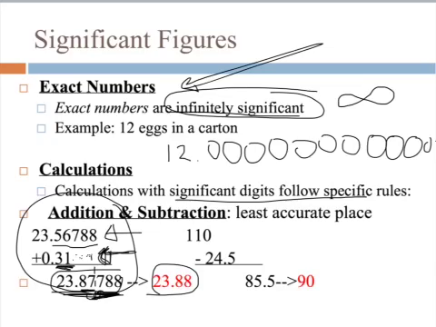Same thing with subtracting. If you look at this example, I have 110 minus 24.5. And when I do that basic subtraction, I get 85.5. But now I want you to record it with the correct sig figs. Well, let's take a look at these measurements.